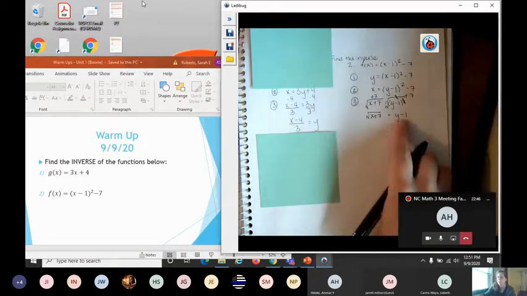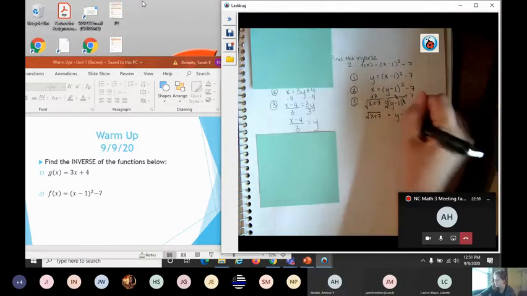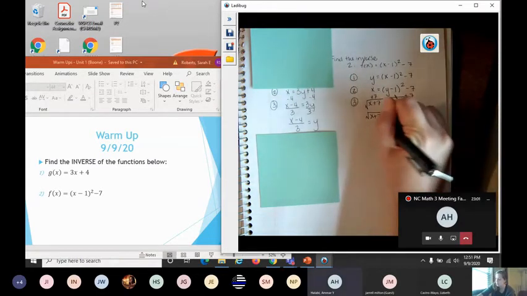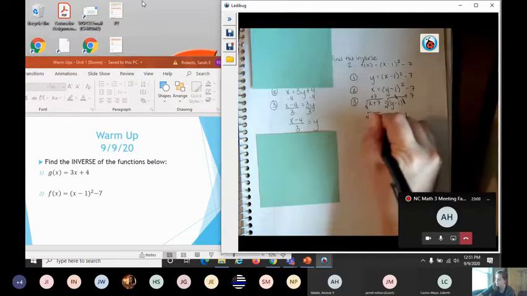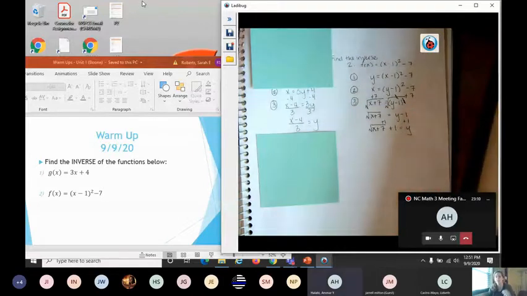Now, how do I get rid of this negative 1? What's the opposite of minus 1? Positive. Yeah, so plus 1, plus 1. So I get that the square root of X plus 7, plus 1 on the outside of the square root, equals Y. Yeah. Okay, thank you, Amar.